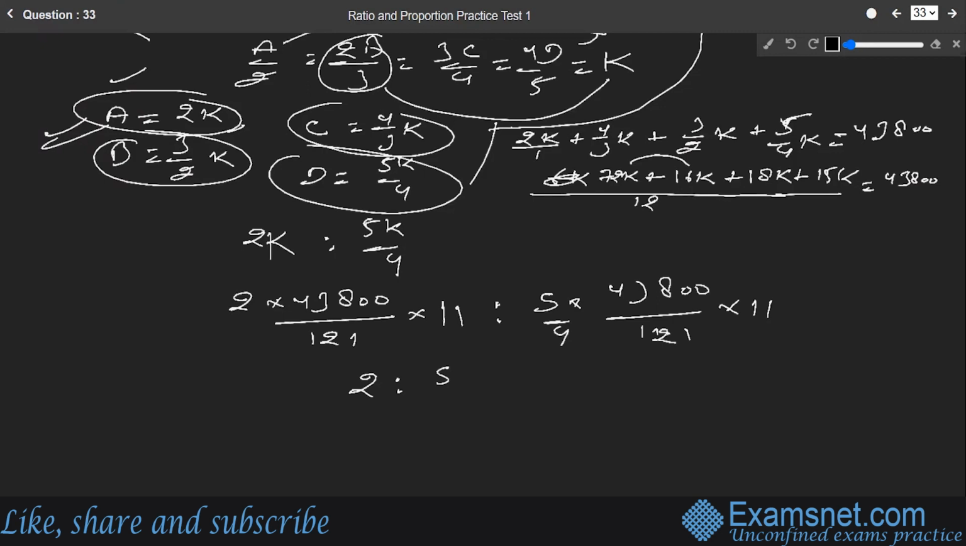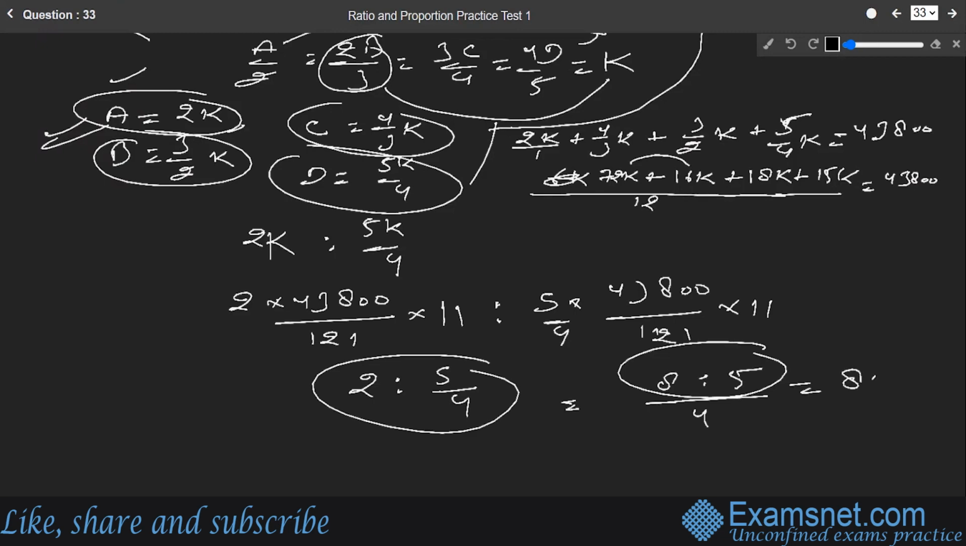So what was the D value? D value was 5 by 4. So it has to be 2 is to 5 by 4. If we simplify this further, taking 4 as the LCM, it becomes 8 is to 5. So the ultimate ratio that is coming out to be 8 is to 5.